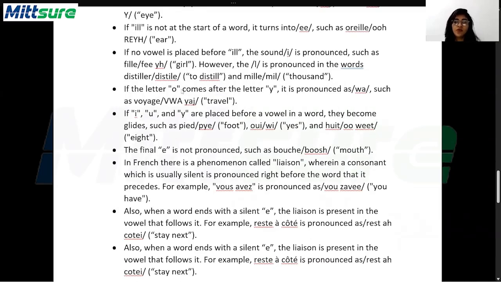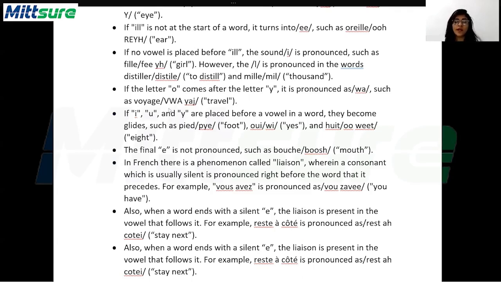If the letter O comes after letter Y, there is a small correction here. If the letter O comes before the letter Y, then it is pronounced as Wah. So the word VOYAGE will be pronounced as voyage.